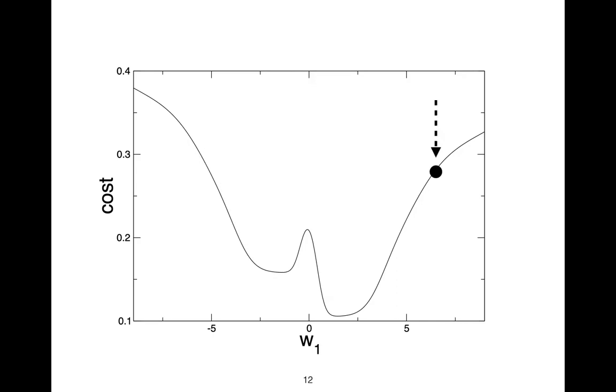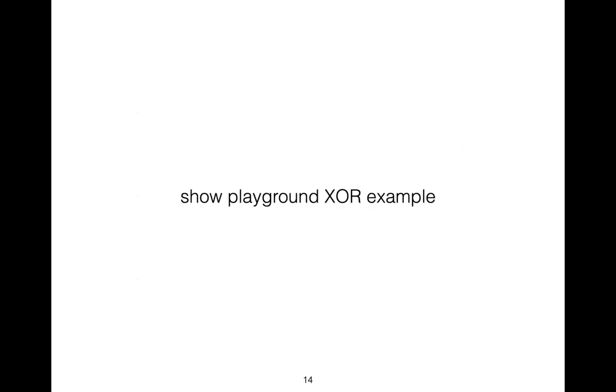Okay, let's say we get a little bit more lucky. We start with W1 equals 6. We do gradient descent step by step, right? In the end, we end up here. So depending on where you start, you get a different answer or a different lowest possible cost. This is called the local minimum problem, depending on where you start.